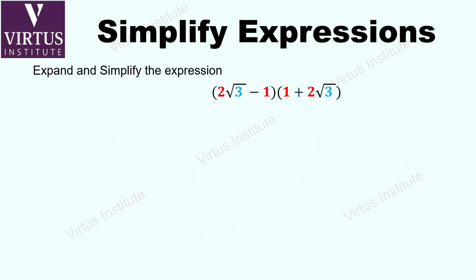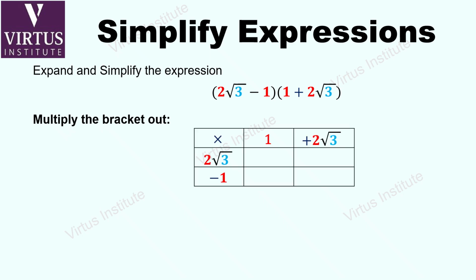See another example. Expand and simplify the quantity 2 square root 3 minus 1 multiplied by the quantity 1 plus 2 square root 3. Multiply out the brackets using every term in the first bracket to multiply every term in the second bracket. A visual and easy way to do this is to use a grid as shown.